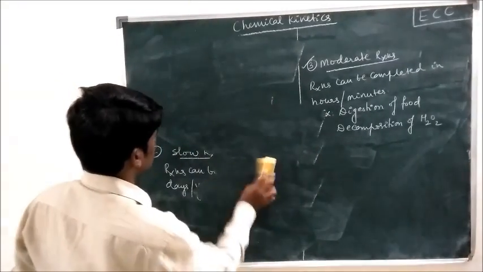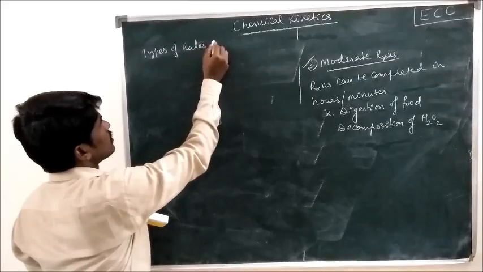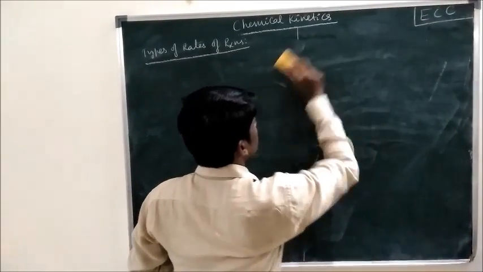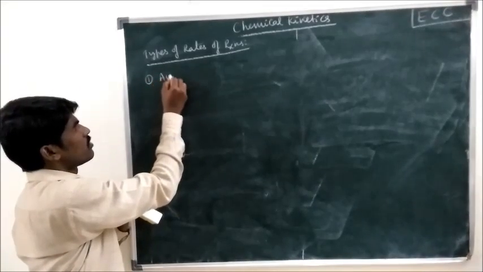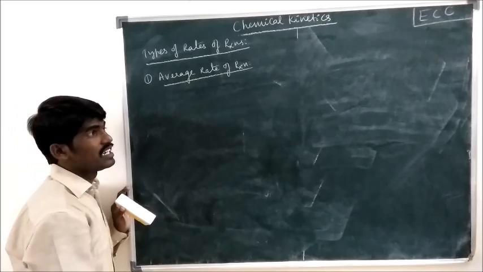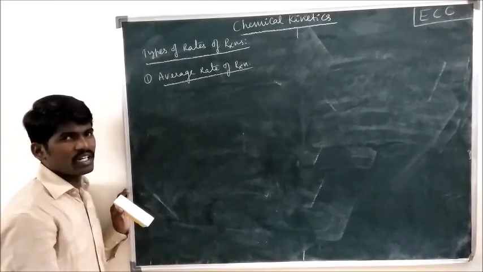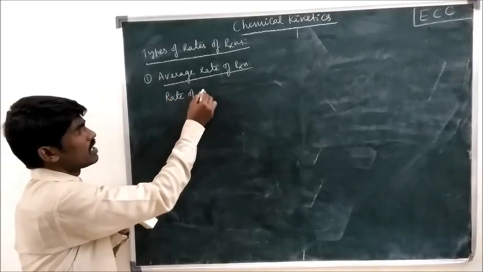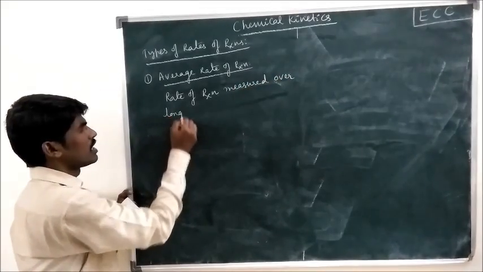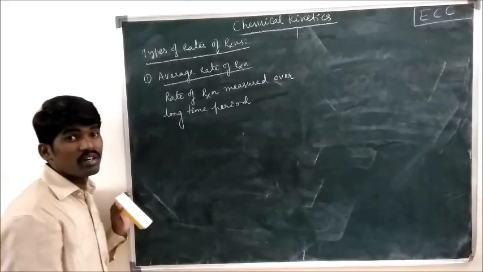Now, let us discuss types of rates of reactions. There are majorly two types of rates of reactions. One is average rate of reaction, and the second one is instantaneous rate of reaction. Here let us start with the average rate of reaction. Average rate of reaction is nothing but rate of reaction measured over a long time period.